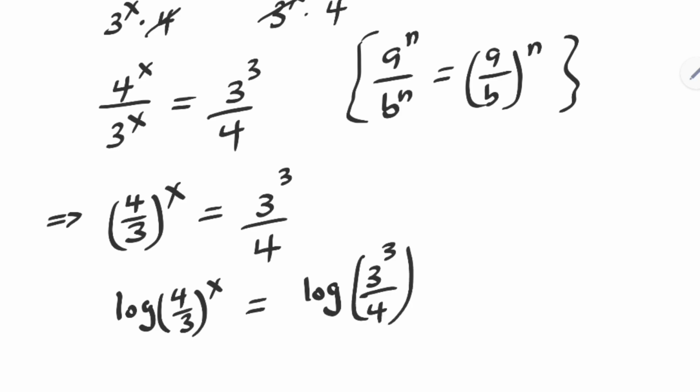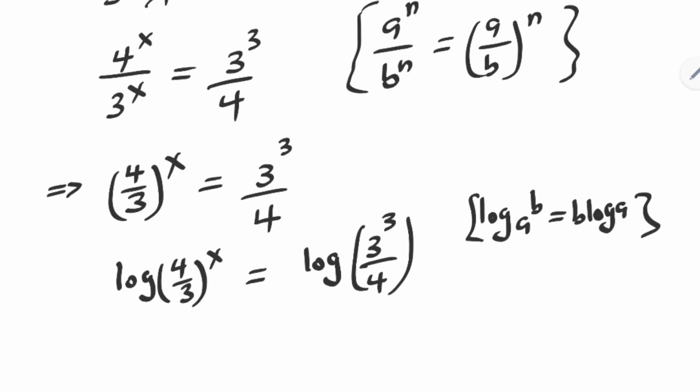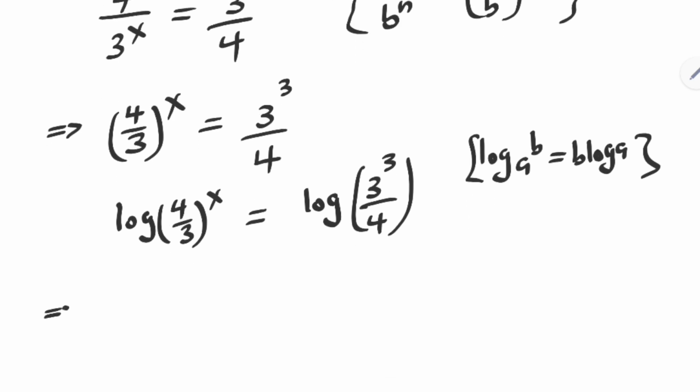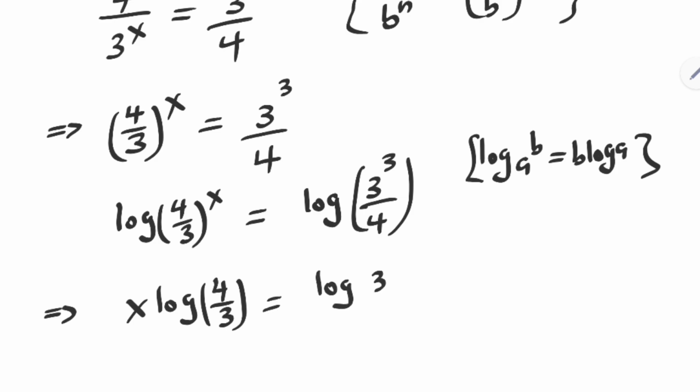Now take note of this, that if you have log a raised to power b, this is equal to b log a. Now we have x log 4 over 3 is equal to log 3 raised to power 3 over 4.